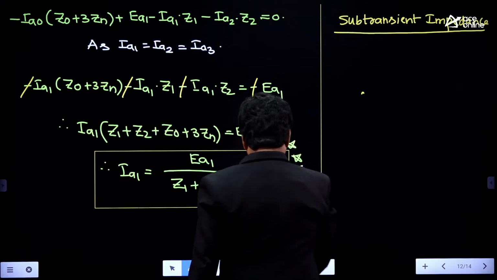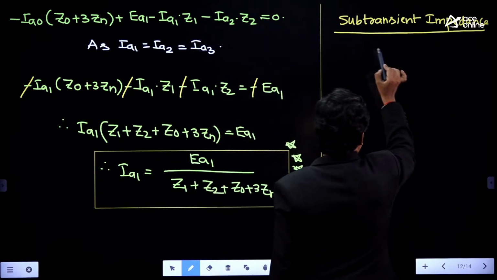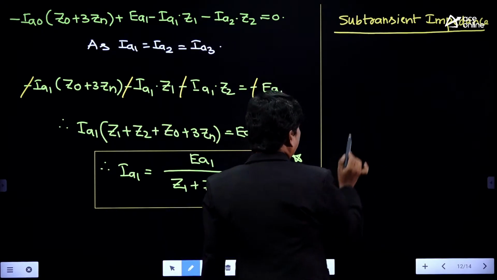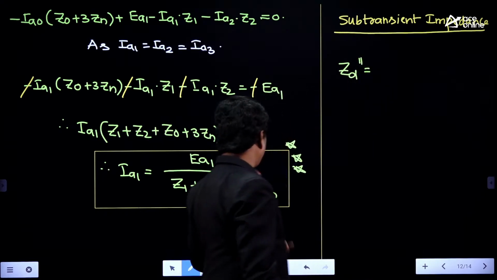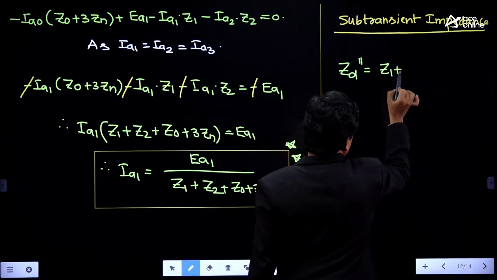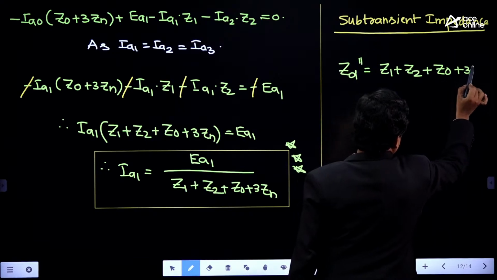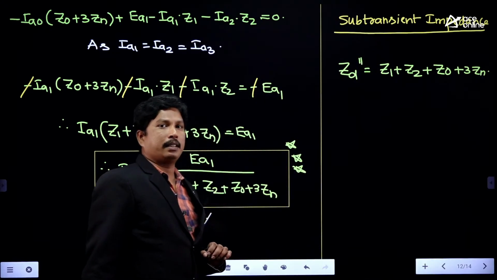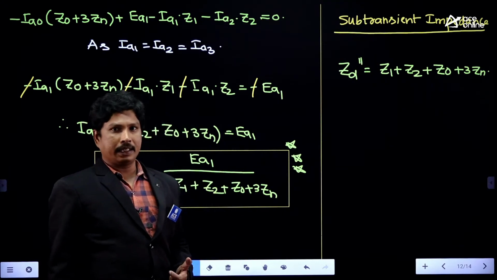The subtransient impedance we can denote with ZD double dash. So the value of ZD double dash is equivalent to the denominator. Add all the things, it will be Z1 plus Z2 plus Z0 plus 3Zn. So that is the value of ZD double dash. Clear? And now we can calculate the fault current for LG fault.